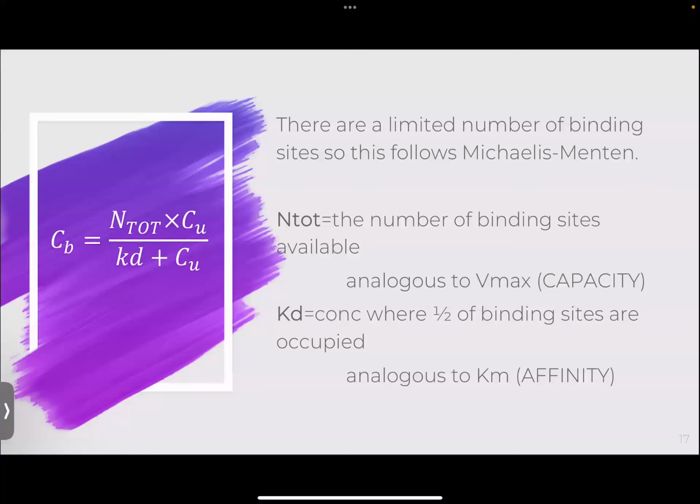And this is saturable. This is a Michaelis-Menten. So KD is analogous to KM and determines the affinity. And N total is analogous to Vmax and determines the capacity of the system, the number of binding sites available. Does that make sense to everybody?